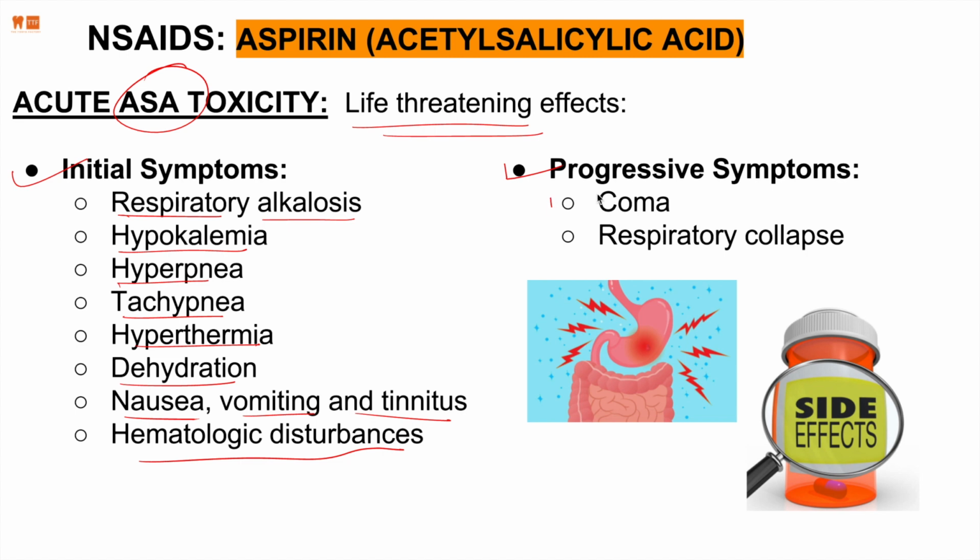Progressively, we can see coma and respiratory collapse. These are the side effects. But remember, most common that we're looking at is gastric ulcers.